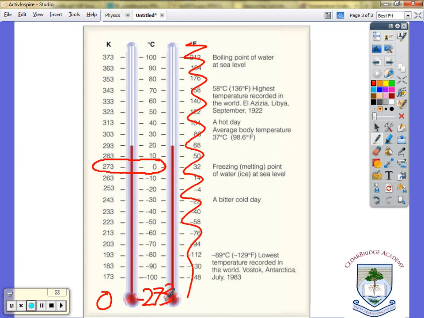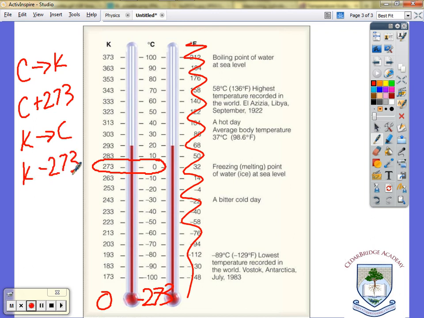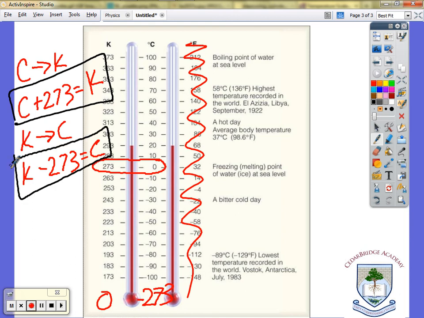So your formula is going to be Celsius to Kelvin, C to K, is C plus 273. And of course vice versa. K to C is K minus 273. Those might be new formulas for some, old for others, but there you go, formulas. I'll try to make sure that I outline formulas so that you know that they're formulas.